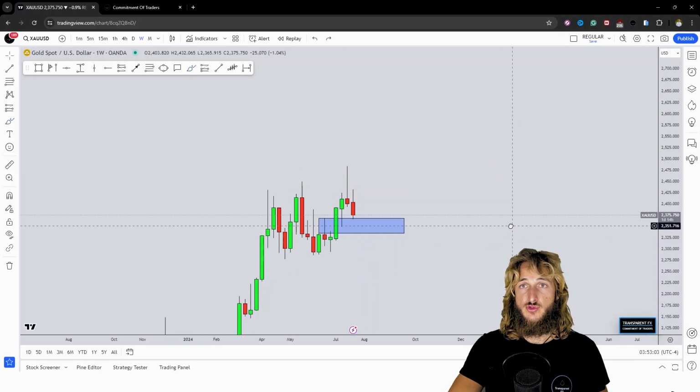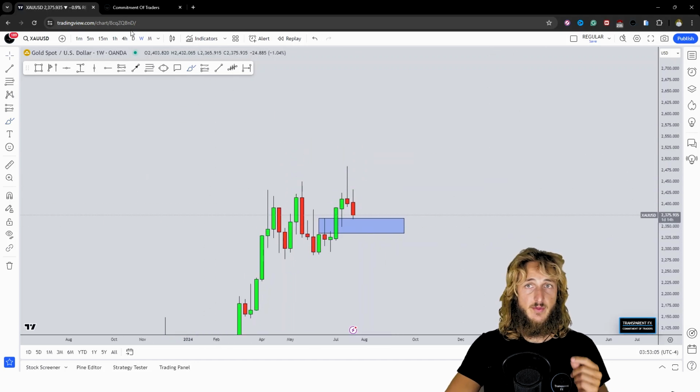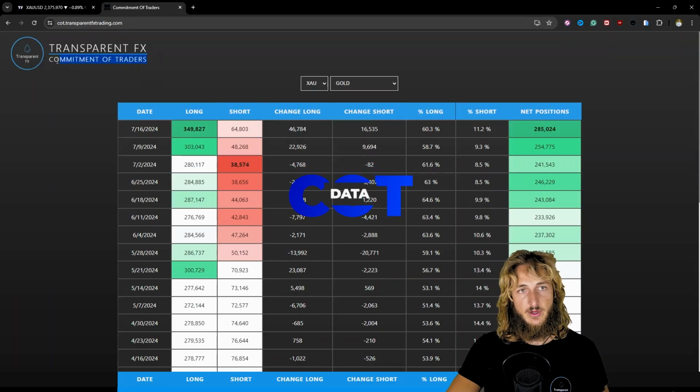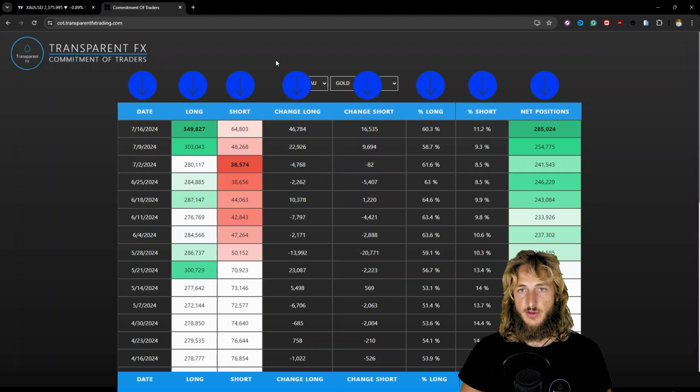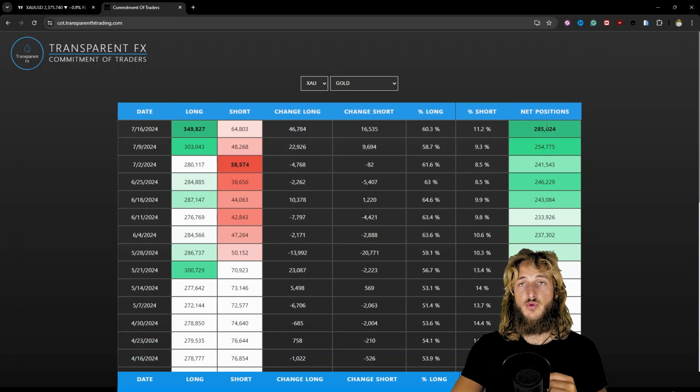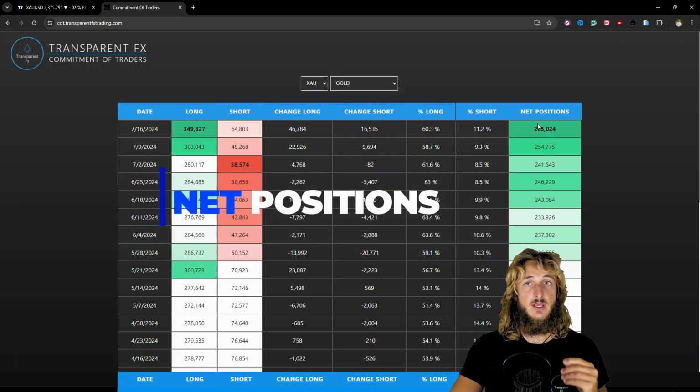Speaking about institutional longing, before we go down to the daily time frame, first let's see what we have when it comes to the commitment of traders. So what hedge funds and the big players in the market are doing. Now, if we look at the data for gold, what we can notice is that with the last reports, net positions have been massively increased.